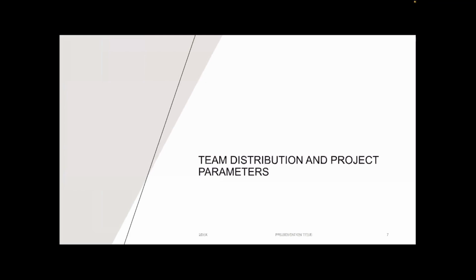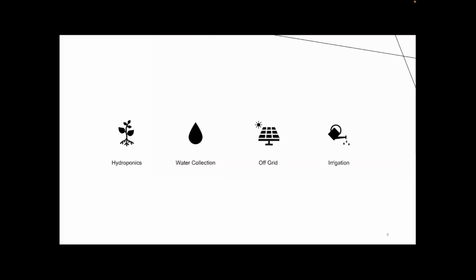So now that we clearly identified the problem, let's look at how we distributed teams and project and look at some project parameters. So when we first started with this project, because of some of the experience I had from last year and my ability to lead, I was assigned as one of the systems integrators. And so we split the classroom into four separate groups. So one group is working on hydroponics, one group is working on water collection, one group is working on off-grid, and one group is working on irrigation.